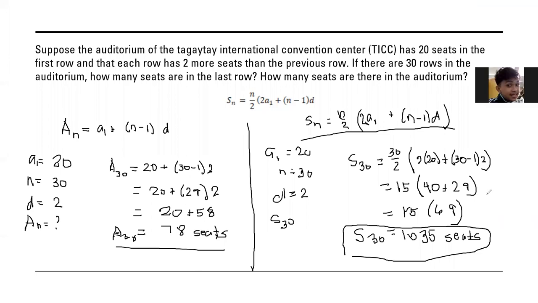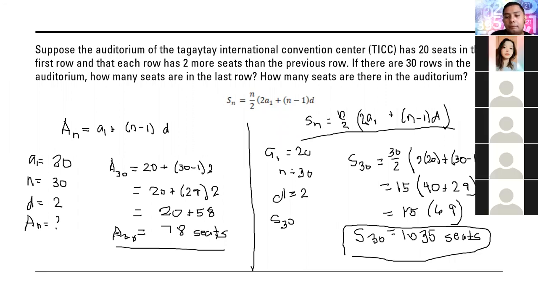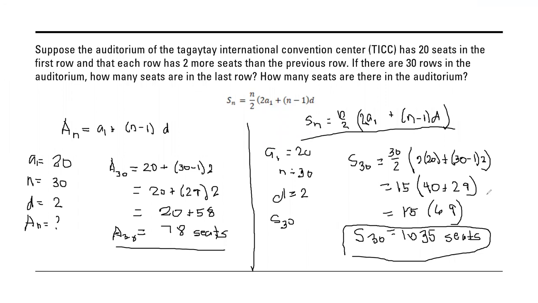Sir, pwede po magtanong? Yes po. Sir, di ba po yung 30 minus 1, 29, na-i-multiply nyo po ba sa 2? Sorry. Oo nga po, sir. Okay. May mali nga tayo doon. So, clear ko lang to. Thank you for correcting me. So, delete natin to. 29 times 2, 58. Pala, 58.